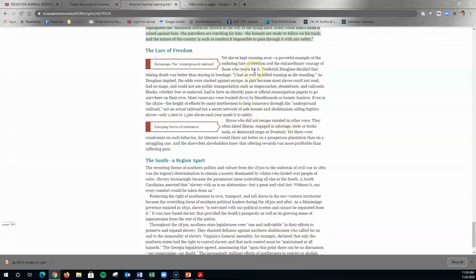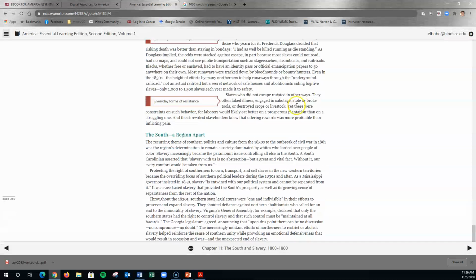Another form was running away. Runaway slaves did happen, and they began to set up the Underground Railroad, the idea of getting help and making your way out of the South toward the North to freedom. We'll talk a little more about the Underground Railroad later on. If you don't know, the Underground Railroad is not a railroad. It was just what it was called. It's actually a network of safe houses, paths, and roads to help fugitive slaves make it from the South to the North.